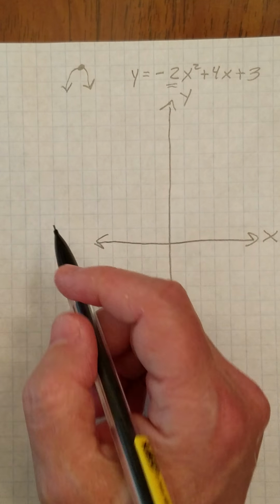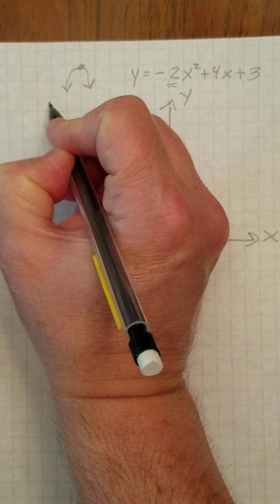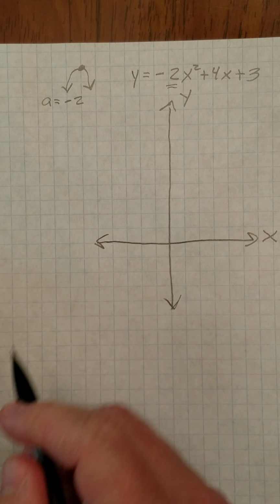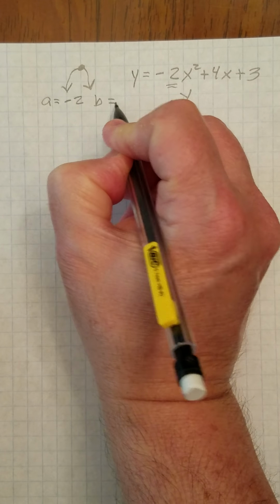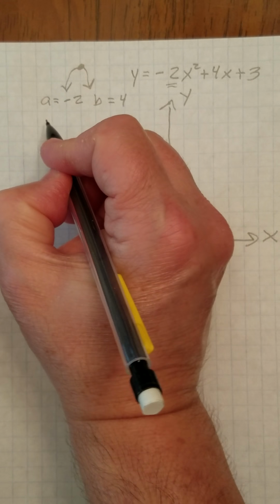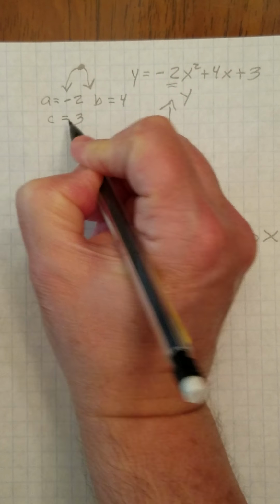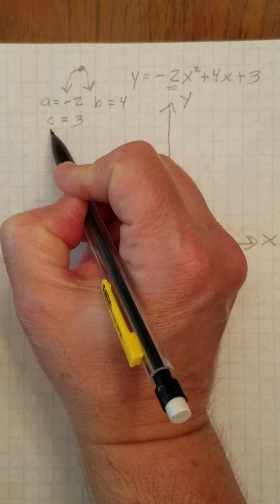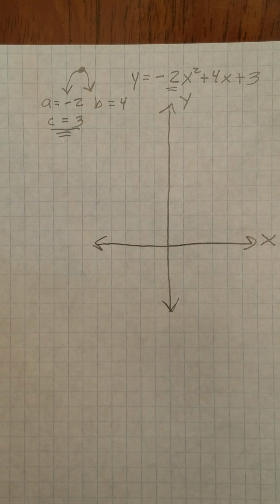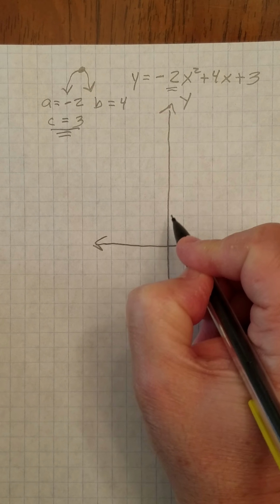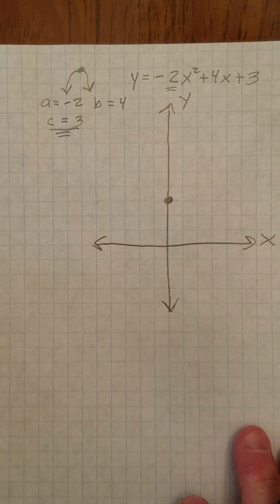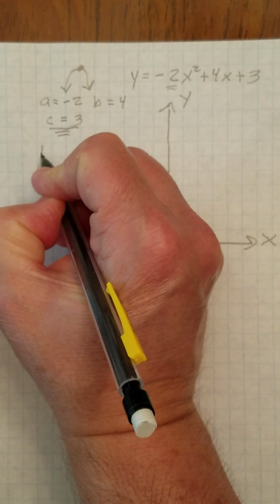All right, we're going to begin just by looking at values of a, b, and c. So we've got a equals -2. B is equal to 4. And c is equal to 3. We're going to begin by graphing the y-intercept. Remember, the y-intercept is always c. C is 3, so the y-intercept is 3. 1, 2, 3. There's the y-intercept.